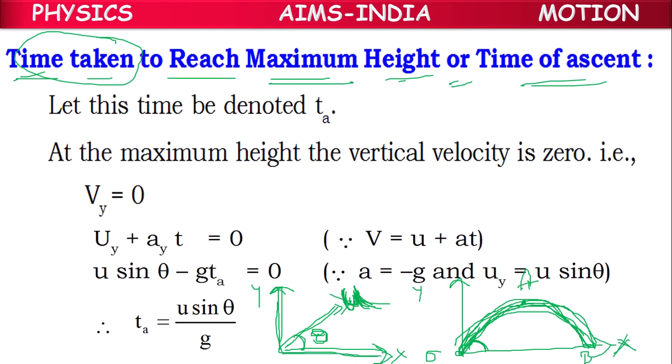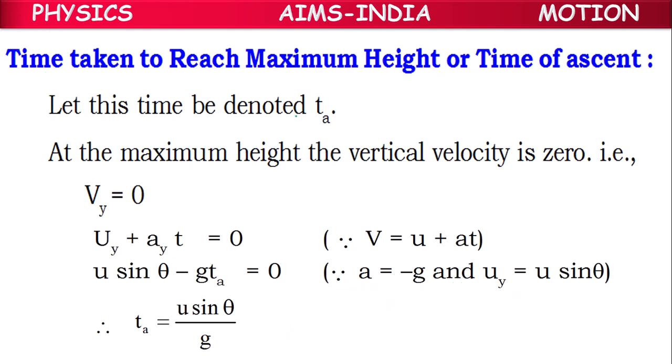The horizontal component of this velocity u is termed u cos theta, and the vertical component of velocity is termed u sin theta. So we have u cos theta along the x direction, u sin theta along the y direction. It is the same value of u only, but divided into two components, u cos theta and u sin theta.